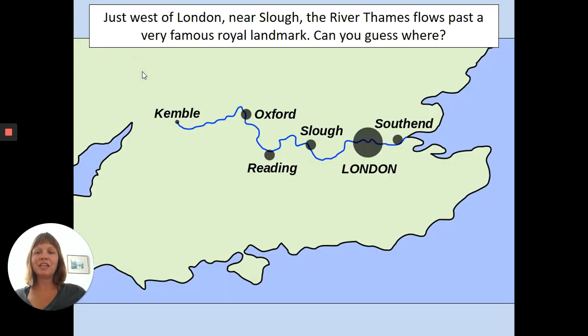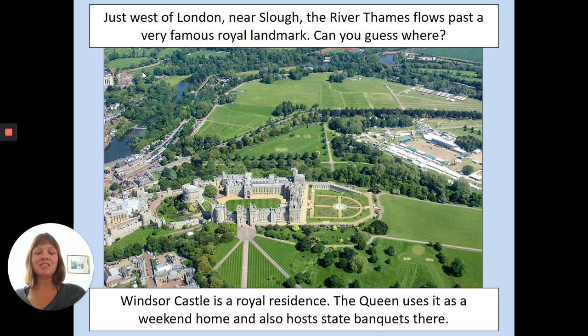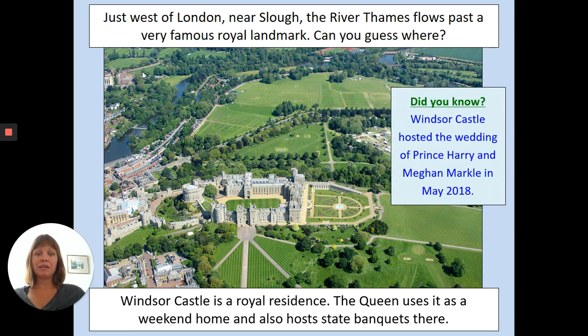Okay, so just west of London, close to where we are now, is Slough, and the River Thames flows past a very famous royal landmark. Can you guess where that is? What's the very famous royal landmark? There's a photograph of it. It is indeed Windsor Castle, the royal residence, and the Queen uses it as a weekend home and also hosts state banquets there. And did you know that Meghan Markle and Prince Harry got married there in May 2018? You might have seen that on the television.